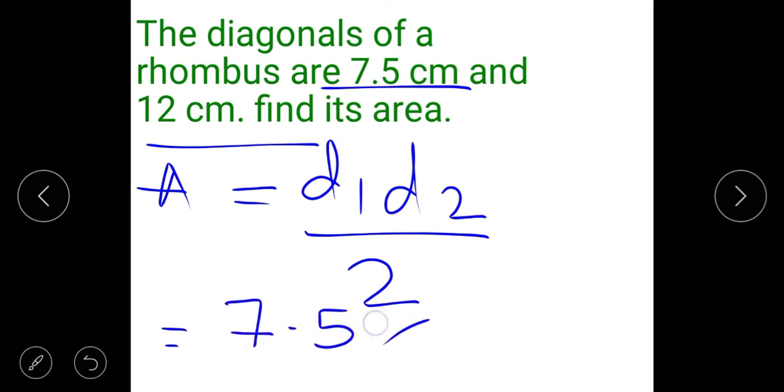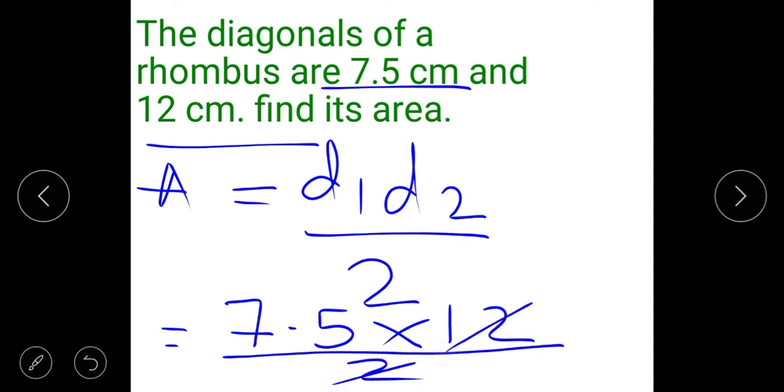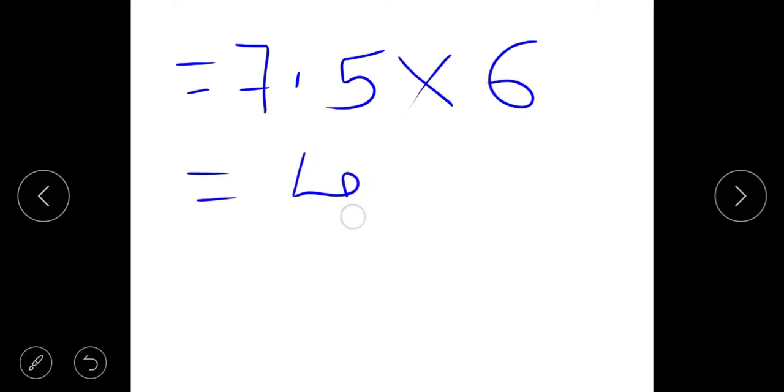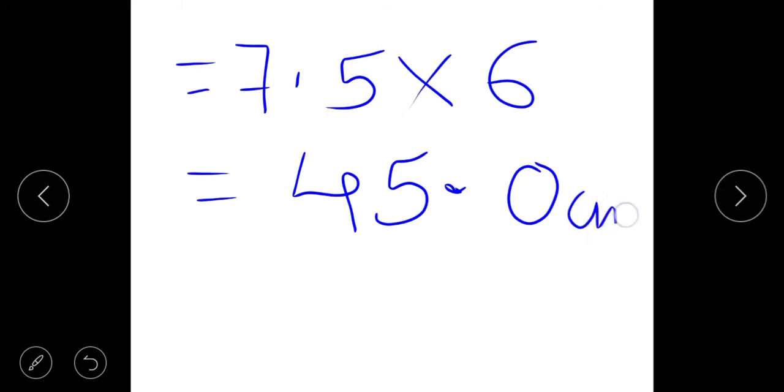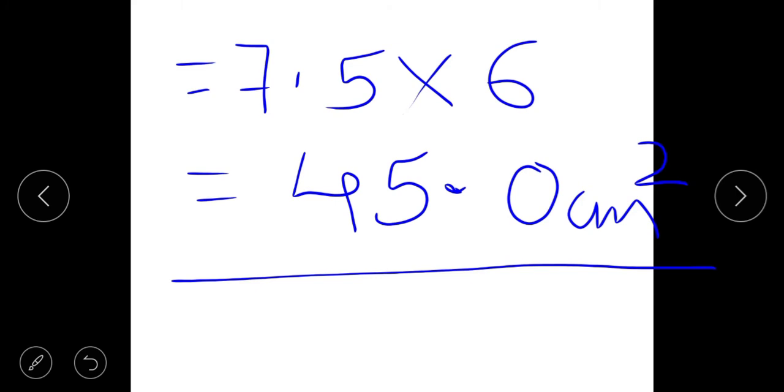7.5 into 12 by 2. This is 2 6s, that is 7.5 into 6, that is 45 centimeter square, because the unit of dimensions given is centimeter, so area is centimeter square. This is centimeter, centimeter, centimeter square, and the area is always unit square.